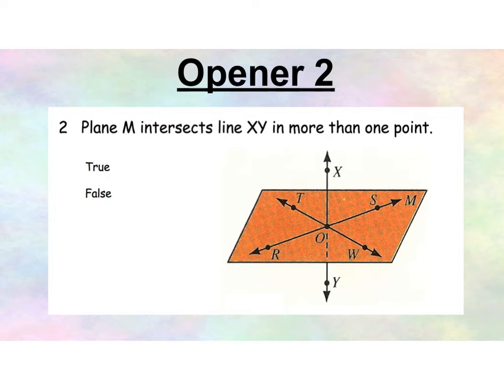Plane M intersects line XY in more than one point. It only intersects at O, so that will be false.